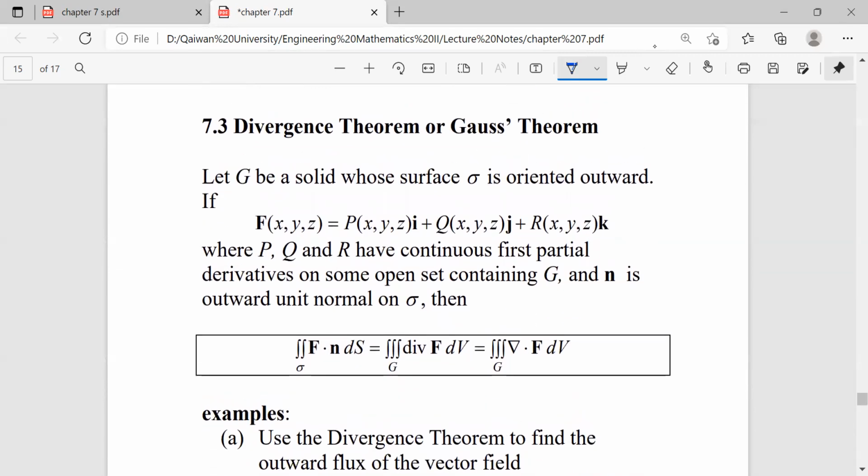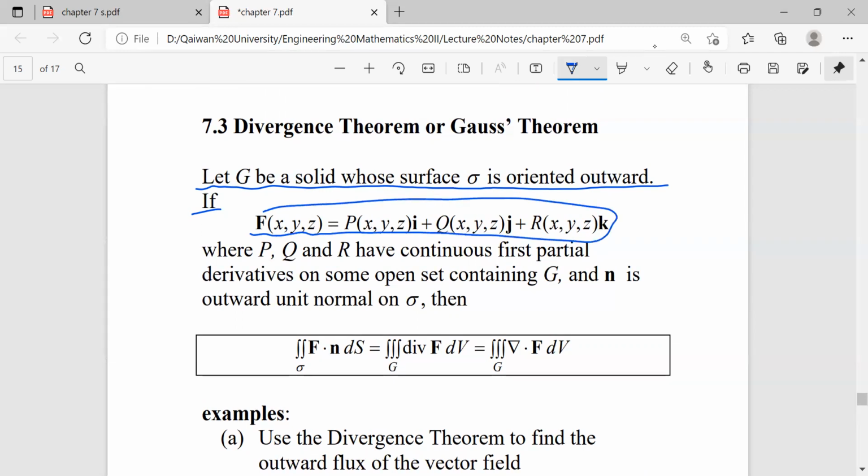We have the divergence theorem. For the divergence theorem, we say let G be a solid whose surface sigma is oriented outward. F of x, y, z is the vector field, where P, Q, and R are the coefficients of i, j, and k, and they have continuous first partial derivatives on some open set containing G. And n is the outward unit normal.